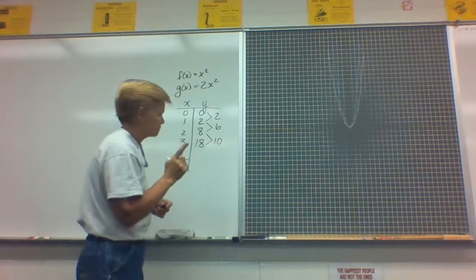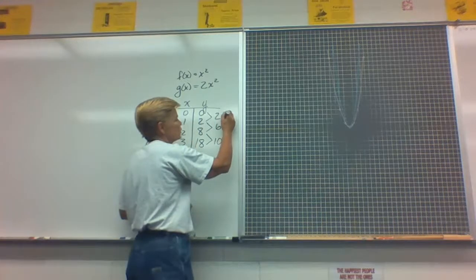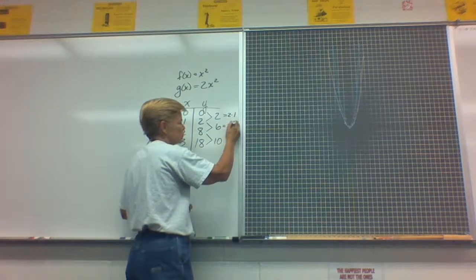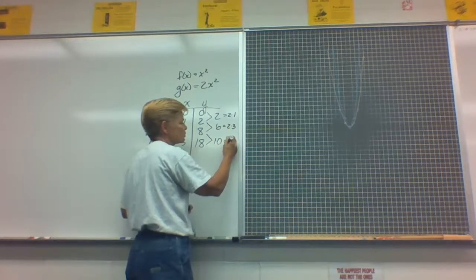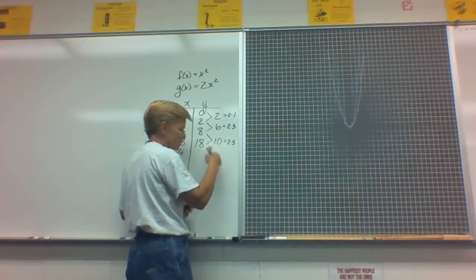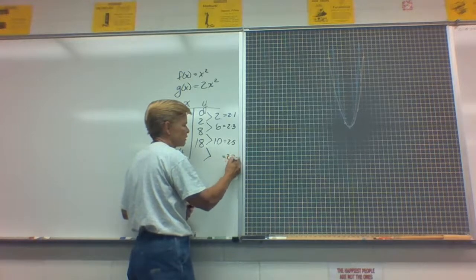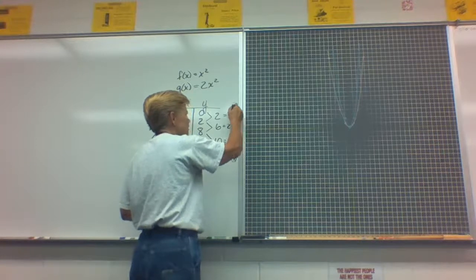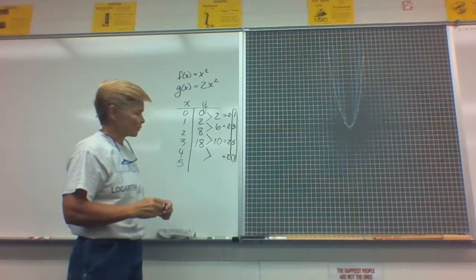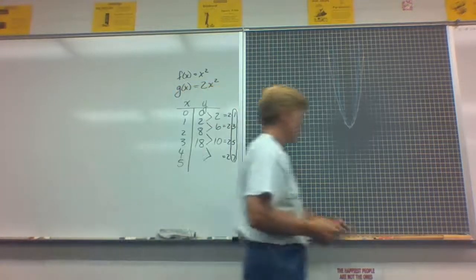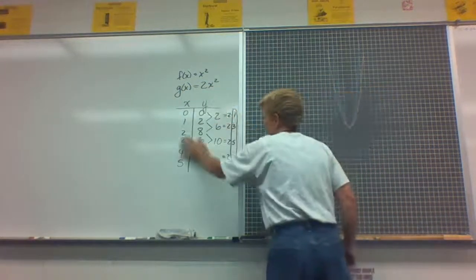Here's what you notice. 2 is 2 times 1. 6 is 2 times 3. 10 is 2 times 5. So we should be able to expect the next gap to be 2 times 7. See these guys right here? Those were the differences in the parent function. 1, 3, 5, 7.